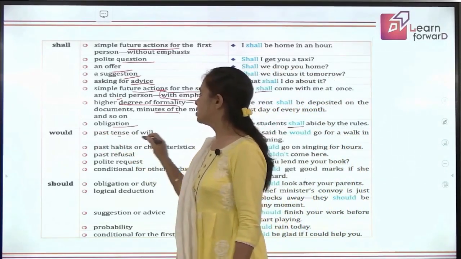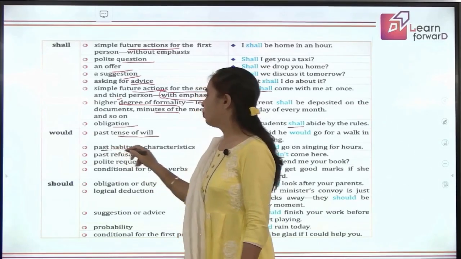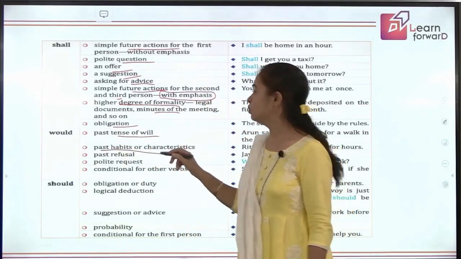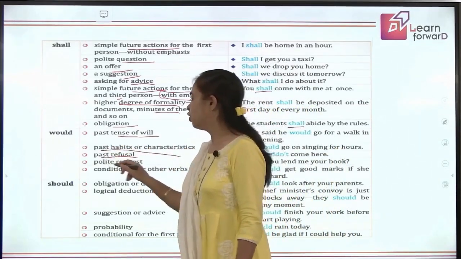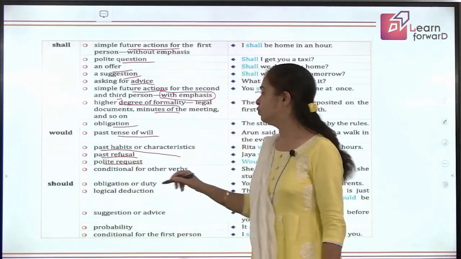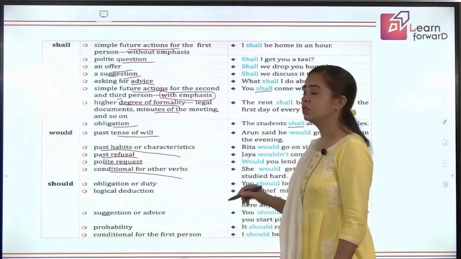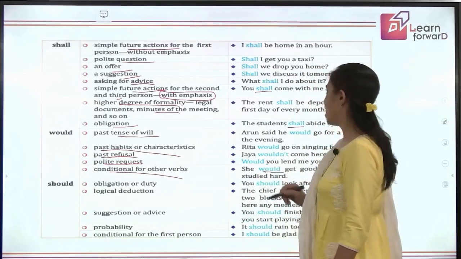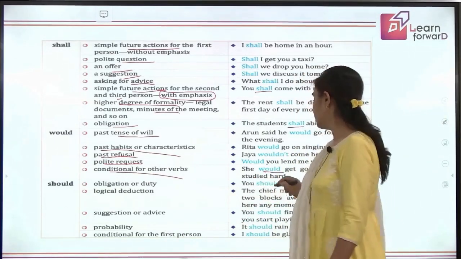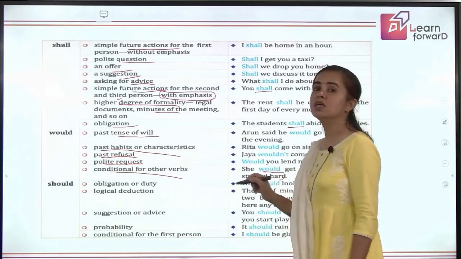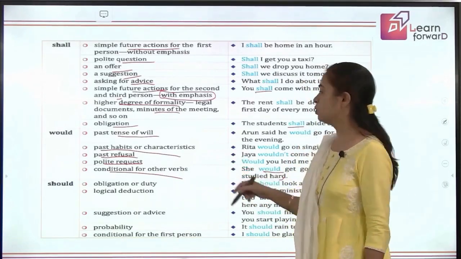Coming to would. Would is the past tense of will. Then for past habits or characteristics we use would. For past refusal, for polite request also we use would. And then for conditionals, for other verbs we use would. Like, she would get good marks if she studied hard. So here we are using a conditional. That is why we are using would here.